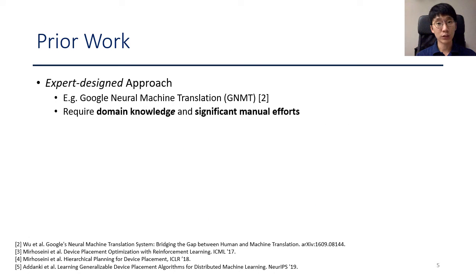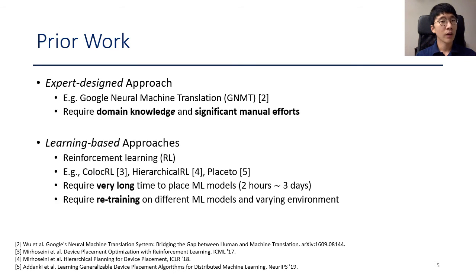There have been approaches to solve this device placement problem. The first one is placement by experts. This approach, however, requires domain knowledge and also needs significant manual effort. Another approach that gained attention today is using reinforcement learning, such as ColocRL, hierarchical RL, and Placeto. But a very long time is required to place models, from 2 hours to even 3 days. Another issue is that the RL model should be retrained when the target ML model or deployment configuration changes.